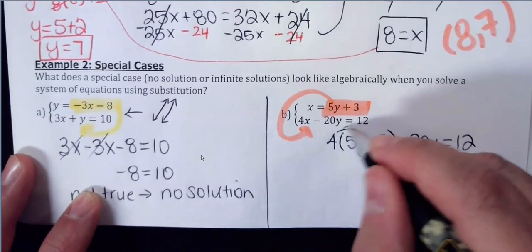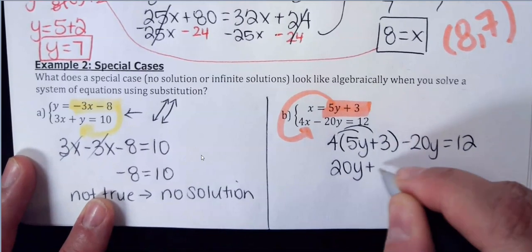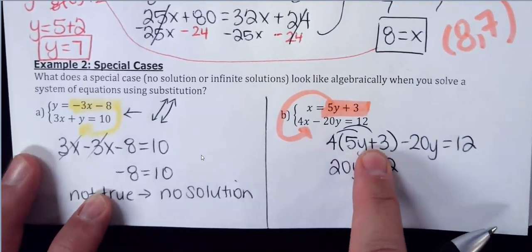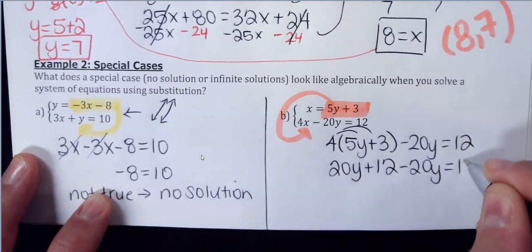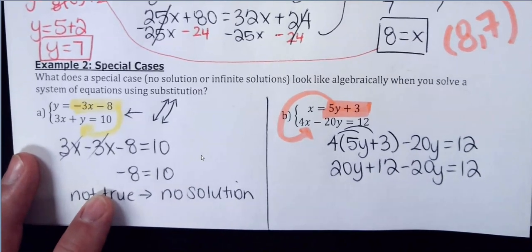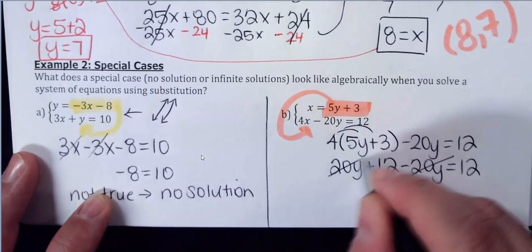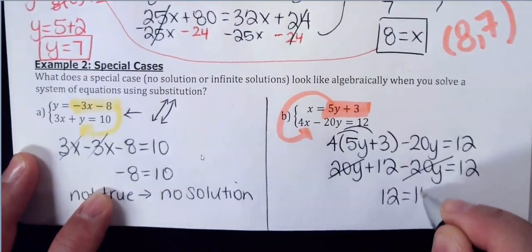And then just a couple little steps here because we'll have to use the distributive property. So I got 20y. Make sure you multiply the 4 by that 5y and the 3 also inside those parentheses. Just be careful with that. Minus 20y equals 12. Now on this one, I got a positive 20y and a negative 20y on the same side, so those add up to 0. And I end up with 12 equals 12.